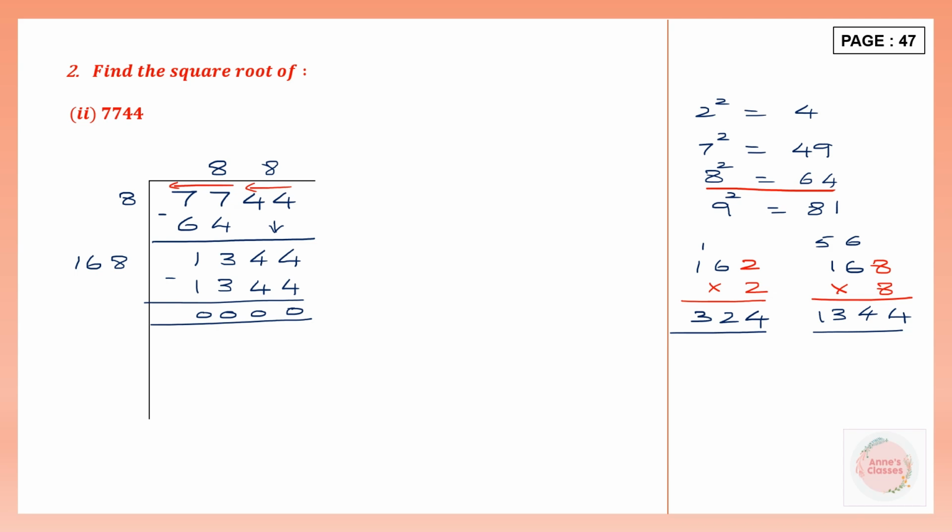So now we finished our division. Our quotient is our answer, which is 88. That means the square root of 7744 is 88. This is our answer.